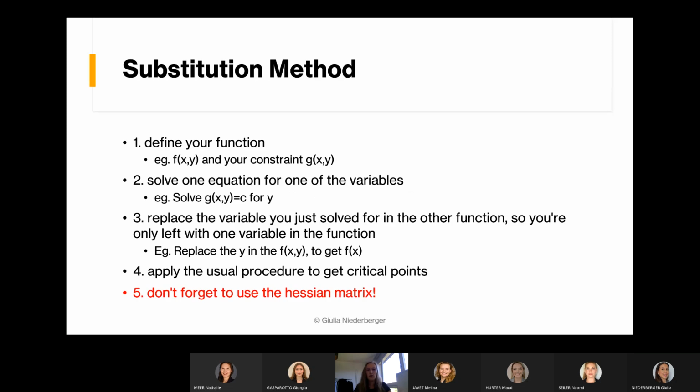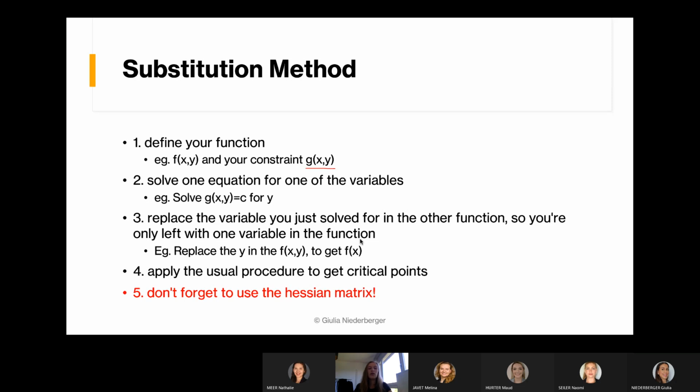Then we have the substitution method for the constraint optimization. So first, you should define your functions. So you always have 2 functions in this when you have a constraint. Firstly, your regular function, and secondly, your constraint, which here is g of x, y. Then you solve one of the 2 equations for one of the variables, for example, for y, and then you place it into the other function. All this you know from the regular substitution method that you've seen at the beginning. It's just here in different contexts, but the principle is still the same. You just have more steps after it.